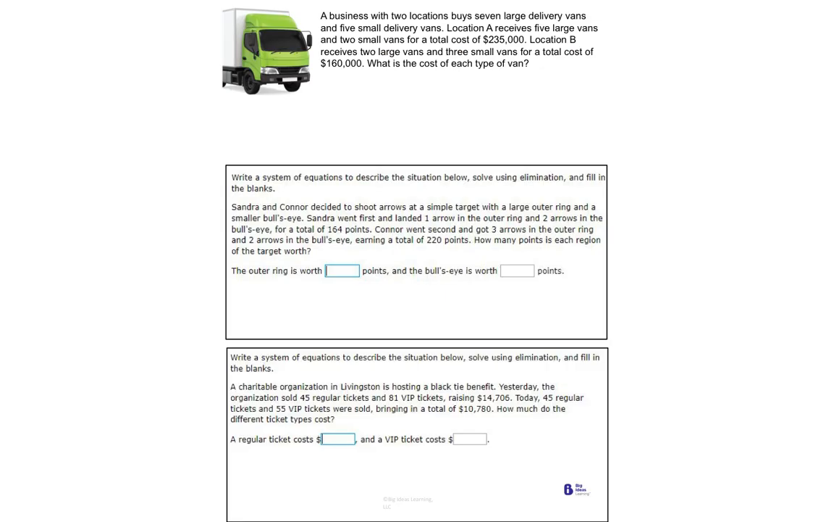Alright, let's look at some real-world applications and solve these problems.